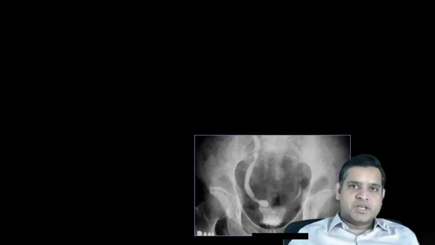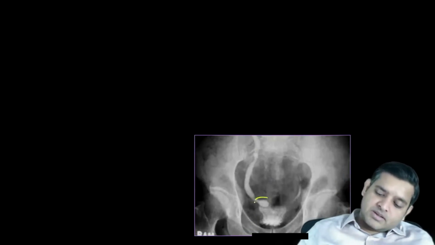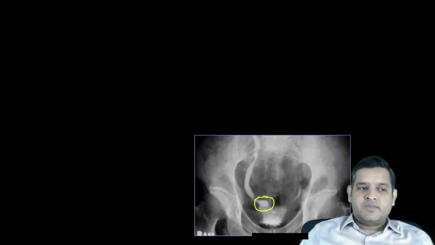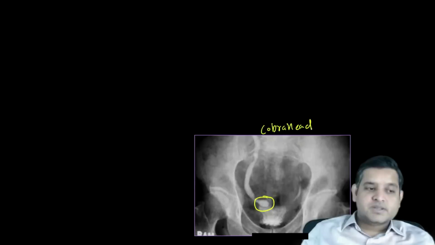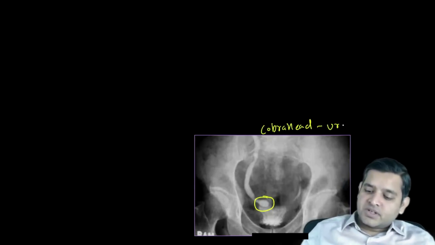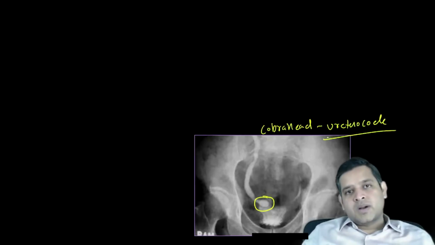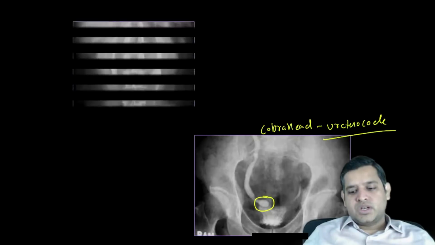Diagnosis, very simple image, very commonly asked in the exam. What do you see? Terminal end of the ureter is dilated, which is called a cobra head appearance. A cobra head or an adder head appearance, which is a feature of ureterocele.